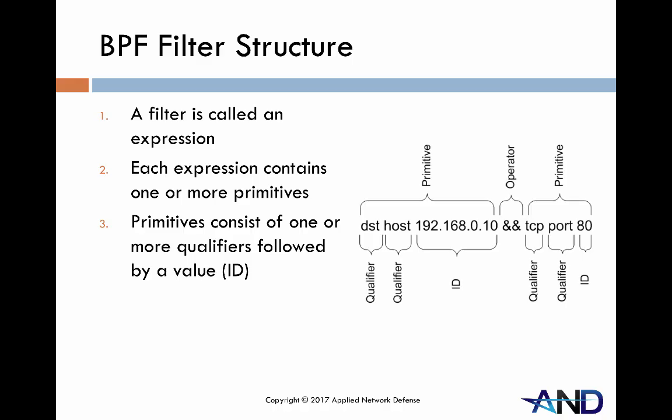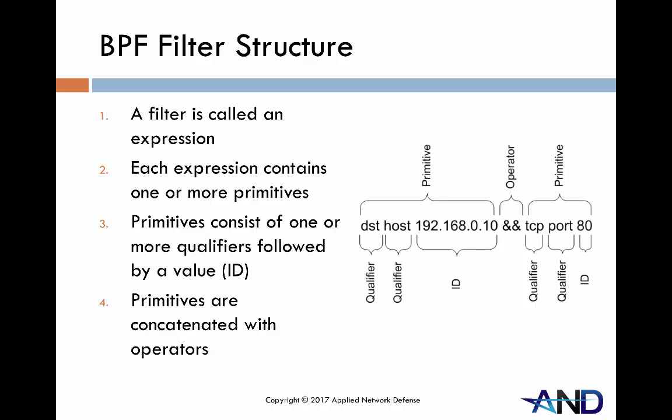But those are your qualifiers, and your ID in this case is your value. So in this case, our IDs are 192.168.0.10 and 80. Those are the values in the fields we're looking for. And finally, primitives are concatenated together or joined together with operators. So in this case, our first primitive is joined to another primitive with the AND operator. So both conditions have to be true in order to match a specific packet.